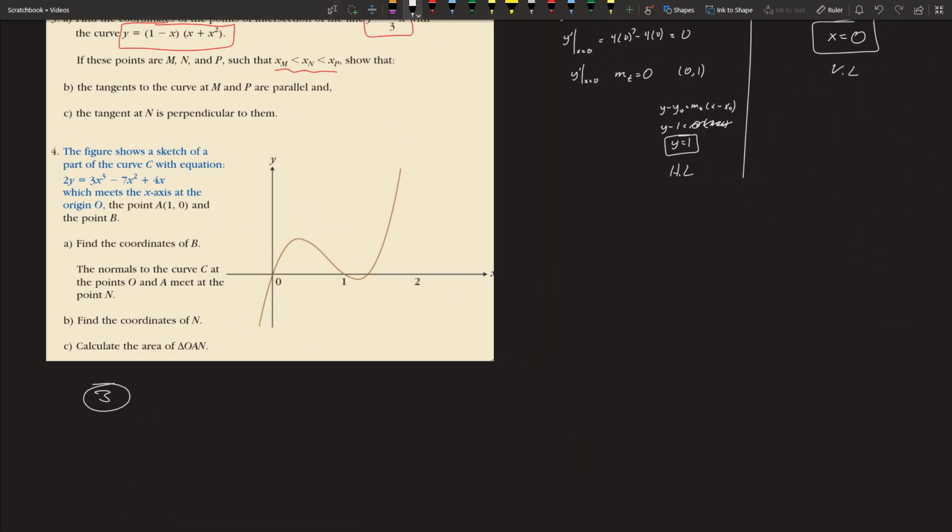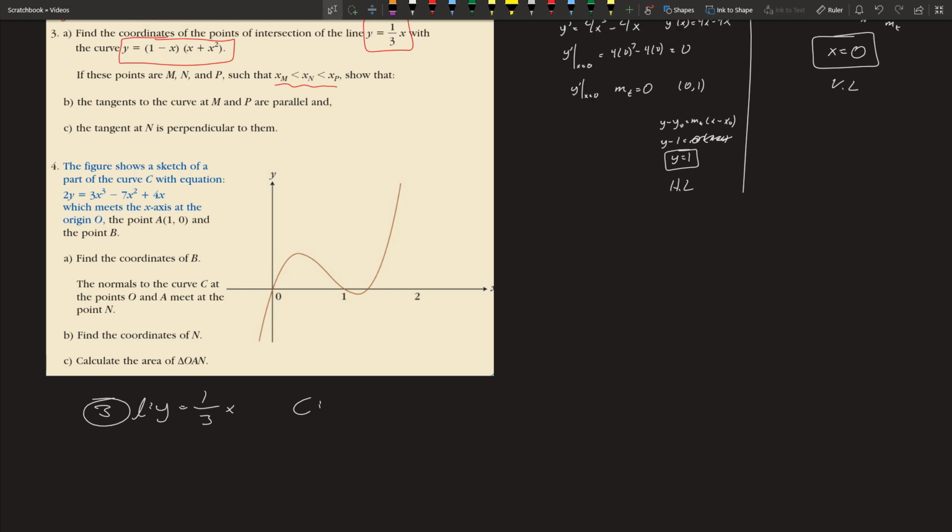Let me write y is equal to 1 over 3x. This is for the line. For the curve, we have y is equal to 1 minus x, x plus x squared. What is this notification? Anyways.